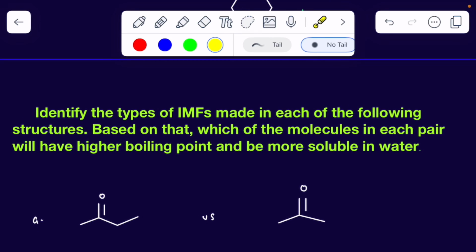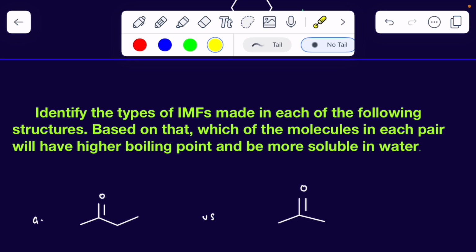In this video, I'll talk about how to determine which particular molecule will have a higher boiling point or a higher solubility in water based on the intermolecular forces. The main types of compounds you will possibly be seeing have aldehyde functional groups, ketones, and you could also see alcohols here and there.